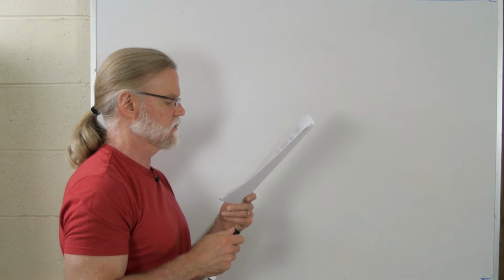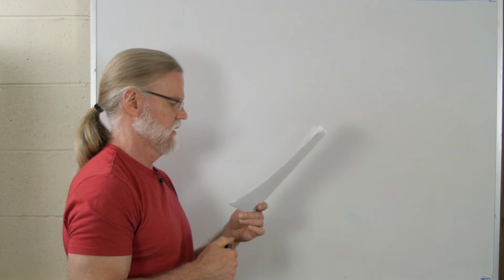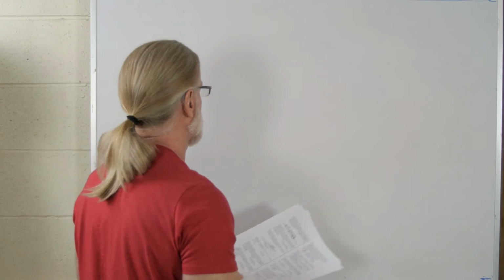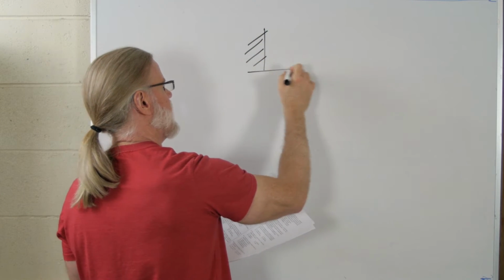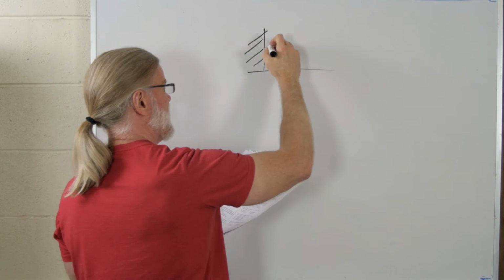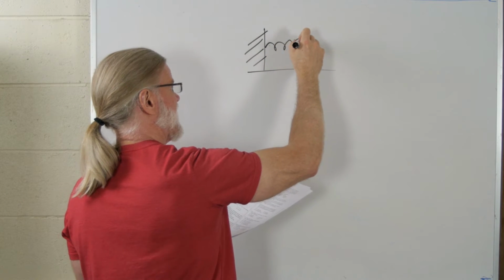A spring gains 2.34 joules of elastic potential energy as it is compressed 0.250 meters from its equilibrium position. What is the spring constant of the spring? All right, we got a spring. I'm going to put it on a wall. Why not? There we go.